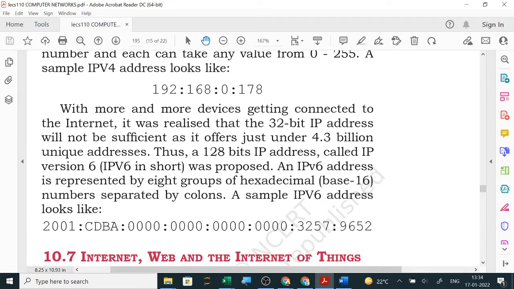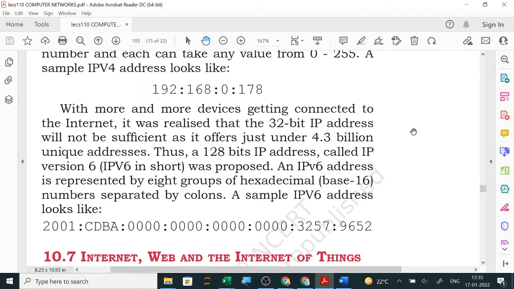With more and more devices getting connected to the internet, it was realized that the 32-bit IP address will not be sufficient, as it offers just under 4.3 billion unique addresses. Thus, a 128-bit IP address called IP version 6, IPv6 in short, was proposed. An IPv6 address is represented by 8 groups of hexadecimal, base 16, numbers separated by colons. A sample IPv6 address looks like this.